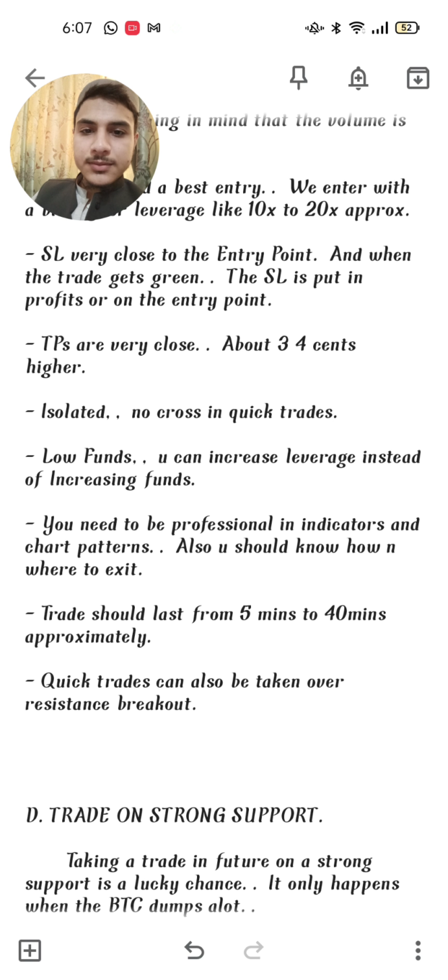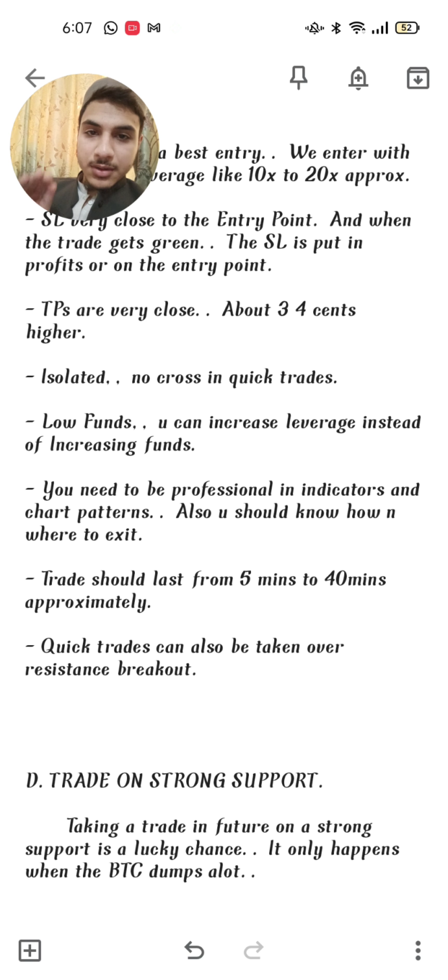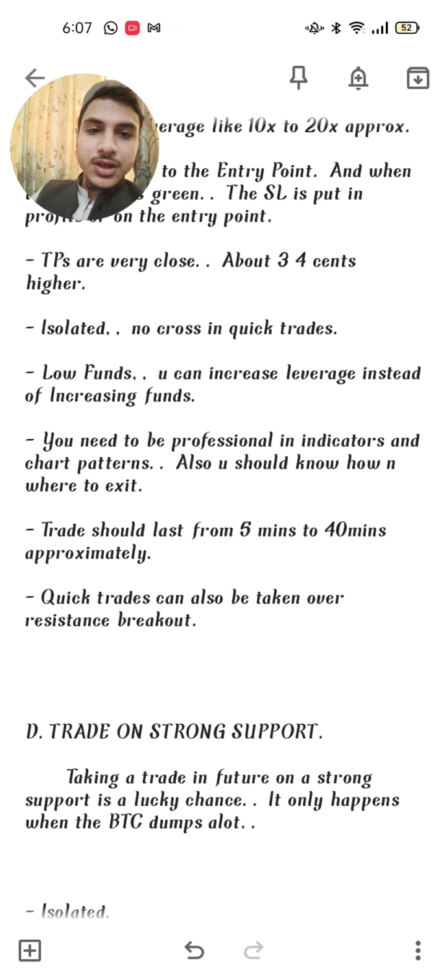Fine. Isolated is recommended, no cross while you are scalping. And with low funds, you can increase your leverage to gain good profit and to maximize your gain, but you should not increase your funds. Fine. Low funds, you can increase leverage instead of increasing funds.